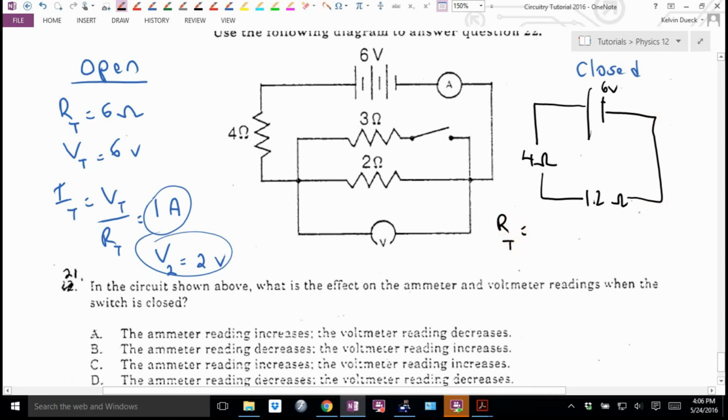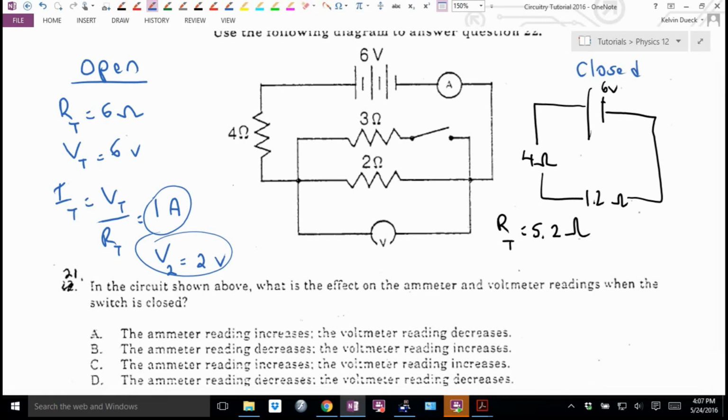What's our total now? 5.2. Yes. I'm going to see if I can do the rest intuitively. Here's my question. Did total resistance get bigger or smaller when you close the switch? Compare it to our original. Smaller. So this number got smaller. What's going to happen to total current? When you divide by a smaller number, what happens to your answer? Bigger. Okay, so the first thing I'm going to make a little note.